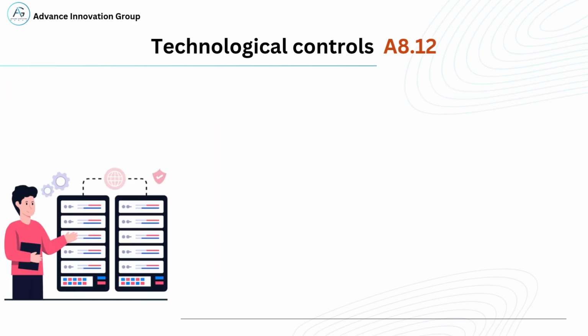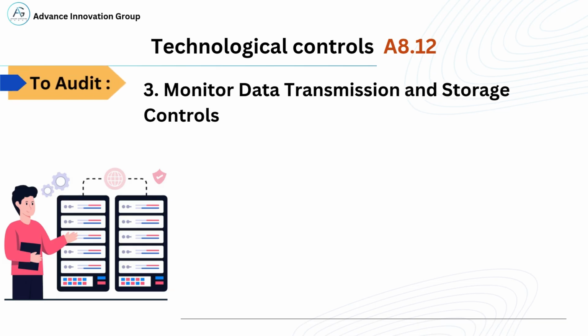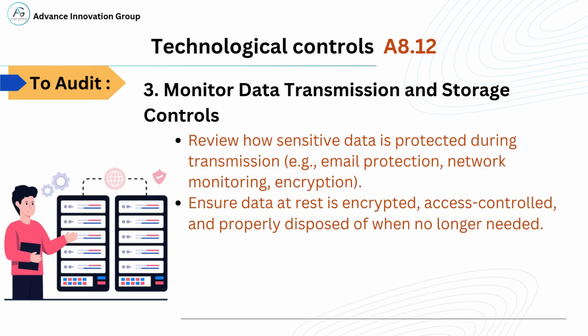Technological Controls A8.12. To audit 3. Monitor data transmission and storage controls. Review how sensitive data is protected during transmission, e.g., email protection, network monitoring, encryption. Ensure data at rest is encrypted, access controlled, and properly disposed of when no longer needed.